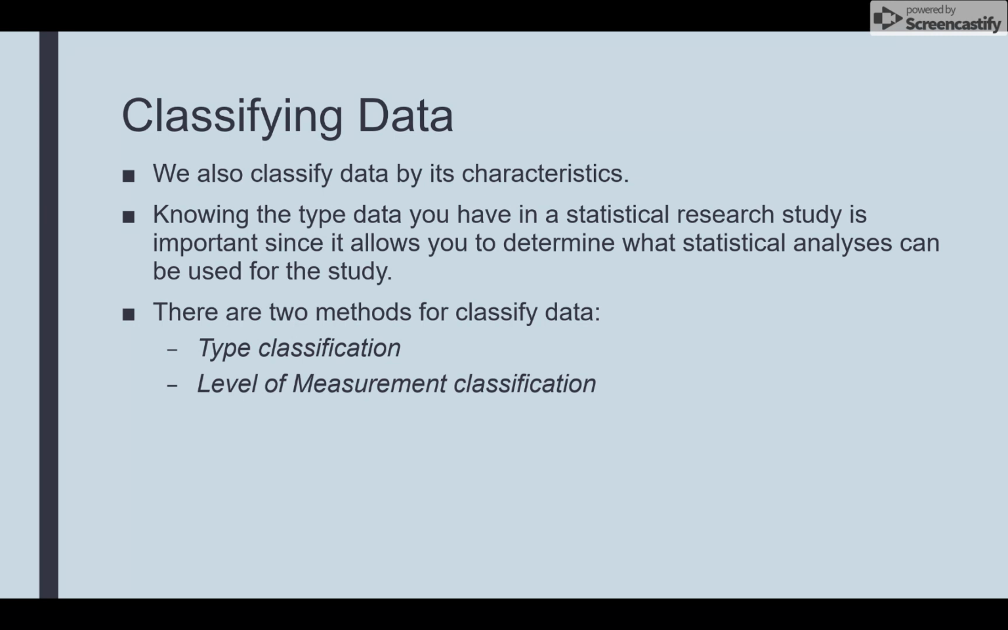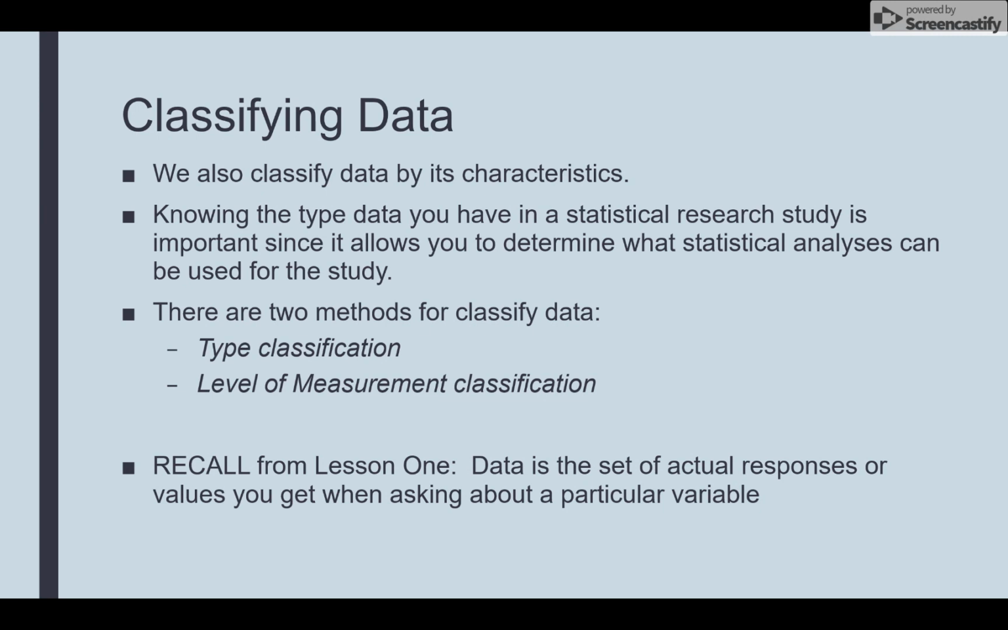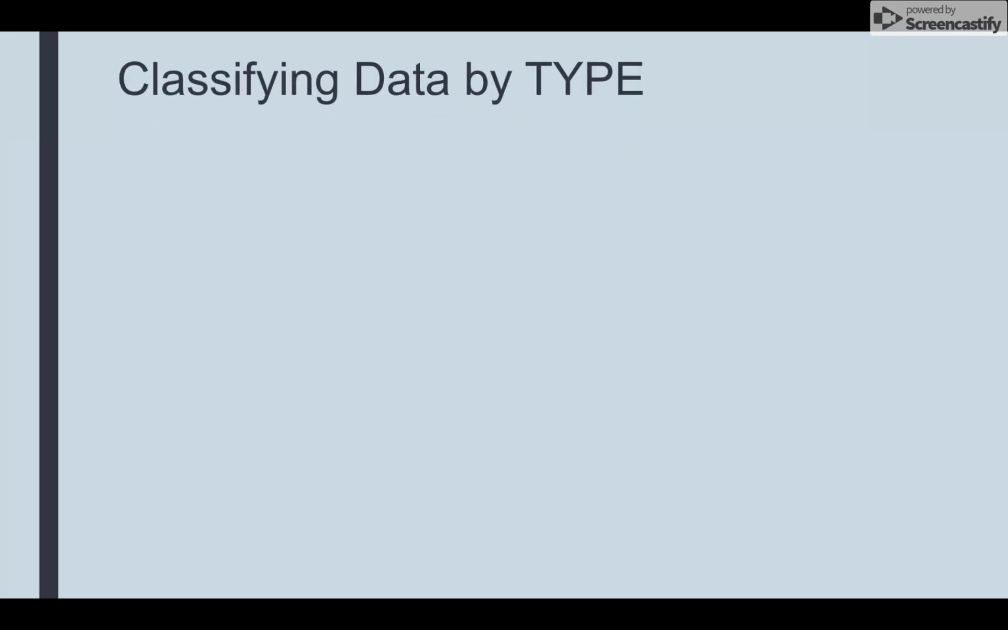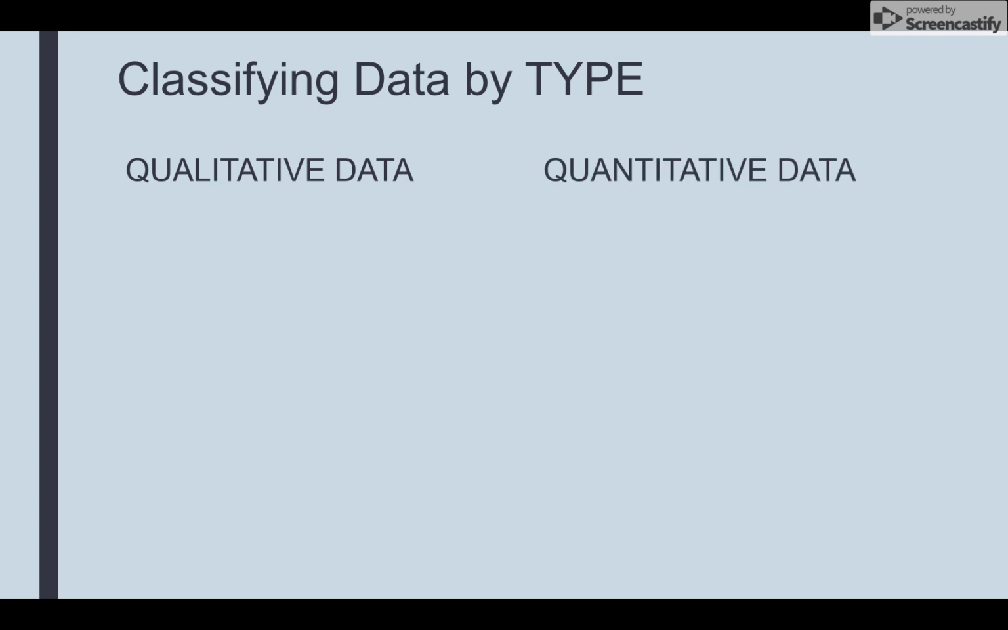There are two methods that we use for classifying data. One is simply type classification, and the other is level of measurement classification. Recall from lesson 1 that data is the actual responses or values you get when you're asking about a particular variable. Let's talk about how to classify data by type first. There are two broad categories that data can fall into. You can have qualitative data or you can have quantitative data.